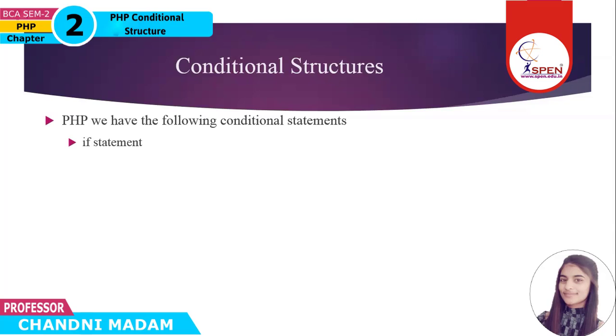First is the if statement. The if statement executes some code if one condition is true. Next is the if-else statement. The if-else statement executes some code if a condition is true and another code if the condition is false. Next is the if-elseif-else statement. This statement executes different code for more than two conditions. And last is the switch statement. It selects one of many blocks of code to be executed.